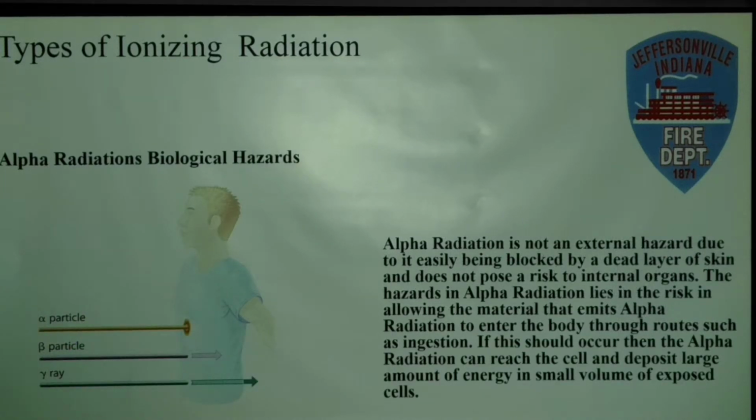Alpha radiation is not an external hazard due to it easily being blocked by something as simple as a dead layer of skin, and it does not pose a risk to internal organs. The hazard in alpha radiation lies in the risk of allowing that material that emits alpha radiation to enter the body through routes such as ingestion. If this should occur, then the alpha radiation can reach the cell and deposit large amounts of energy in a small volume of exposed cells.